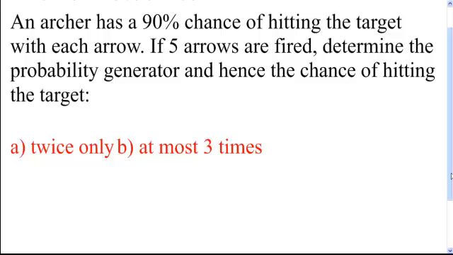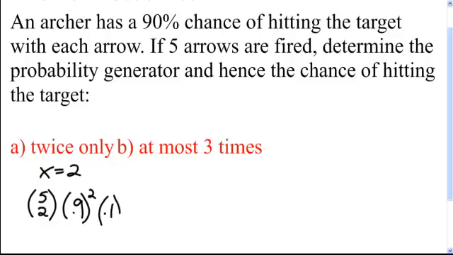So we're going to be hitting it twice. We want X to equal 2. So if X equals 2, we're shooting the arrow 5 times. So it's 5 times, and we're choosing to hit it twice. The probability of hitting it each time is 0.9. So that's 0.9. We want it to hit twice. So that's squared. Therefore, it's going to miss the other 3 times. 0.1, therefore, to the third.